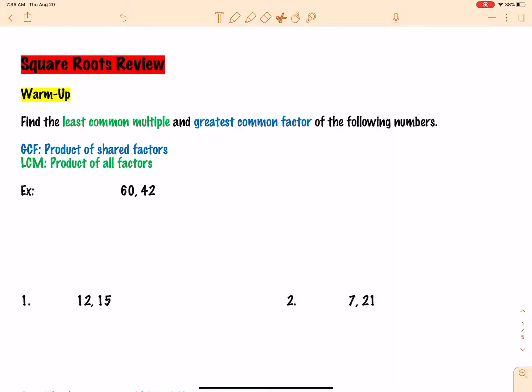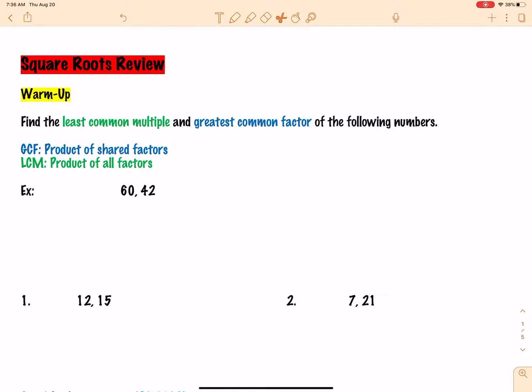So in our warm-up today, I'm going to do half of the warm-up with you and then I'll let you guys do the rest of it by yourself before we get into the lesson. But what I want to go over is the difference between a least common multiple and a greatest common factor. They're two completely different things, and we're going to need to know the difference with them in Algebra 2 Trig when we start actually learning the content.